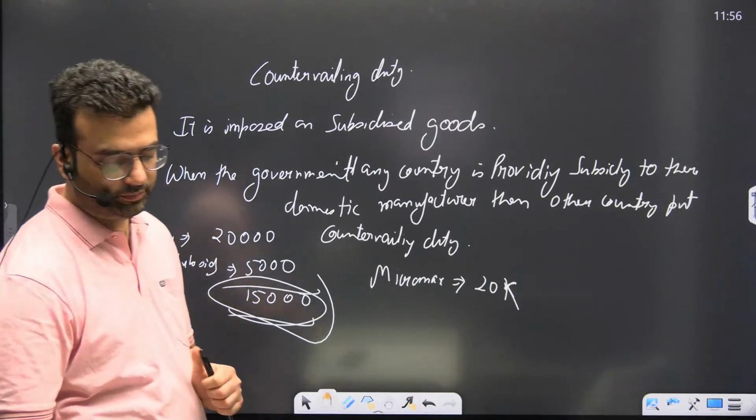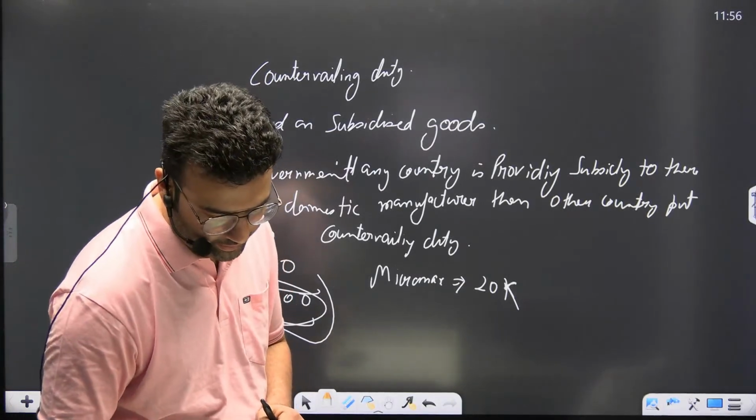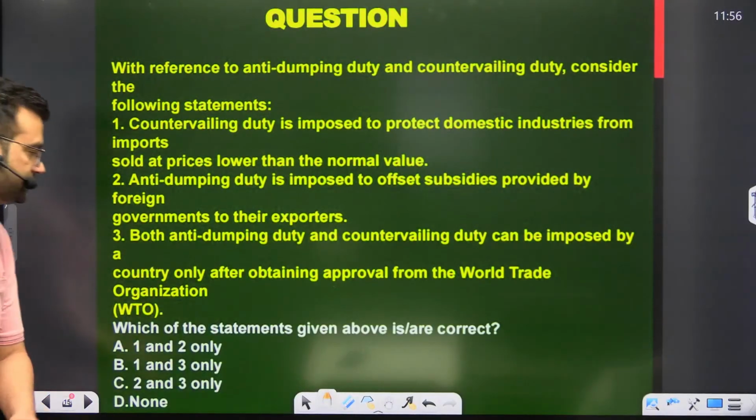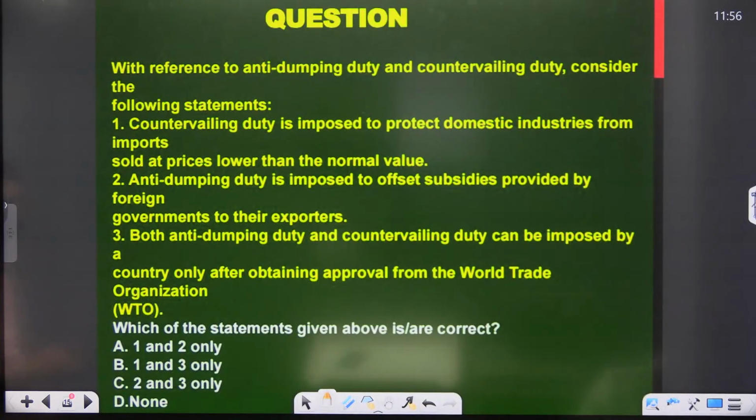Is it clear to all? Please message fast. What is countervailing duty? Then we will discuss some questions on that. Yes, attempt this question, friends. Attempt this question.